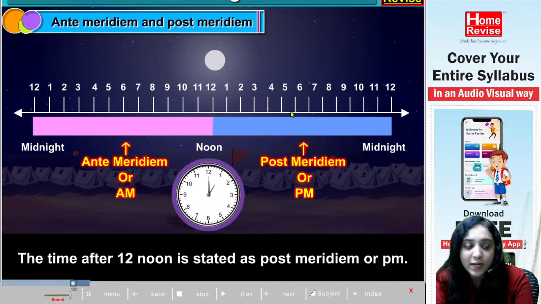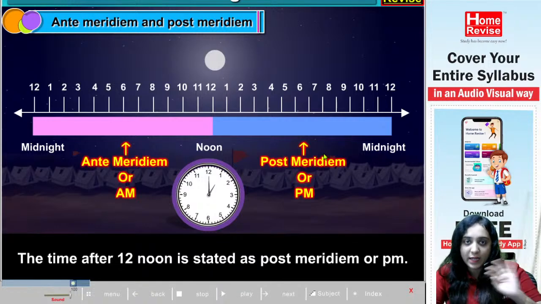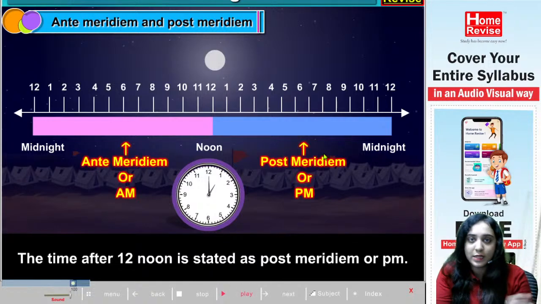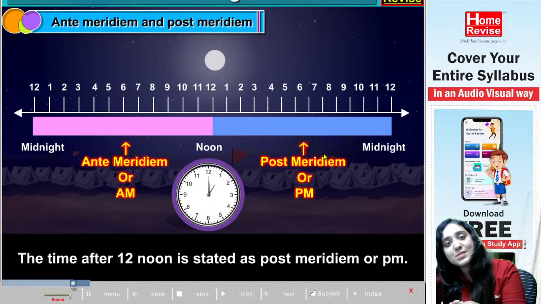ओके, अब डोंट गेट कंफ्यूज बिटवीन दिस AM एंड PM. When it is like morning, morning का टाइम जो है आफ्टर नाइट और नून के बीच का जो टाइम है, we consider it as AM. हाँ, और ये जो बाद वाला टाइम है, we consider it as PM.